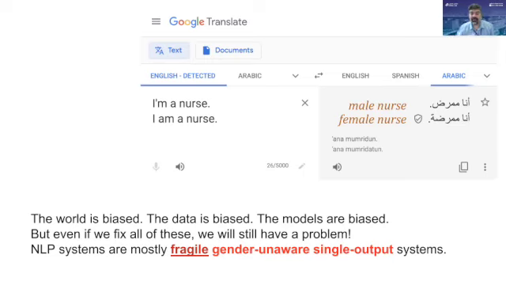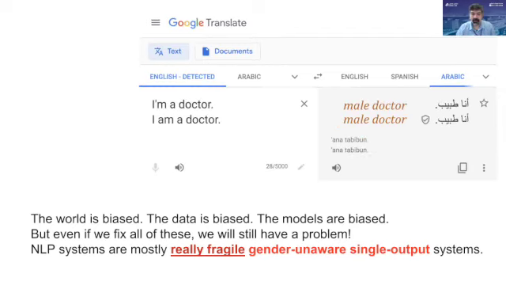Why would that be? And again, it goes back to the lack of control in these systems. You have no guarantee that if you try this with other words, it would work the same way. So "I'm a doctor" and "I'm a doctor" is in both cases "ana tabib", right? So it's not necessarily consistent, right? So they're very fragile, gender unaware, and single output systems, and lack basically the control that we need to give them.